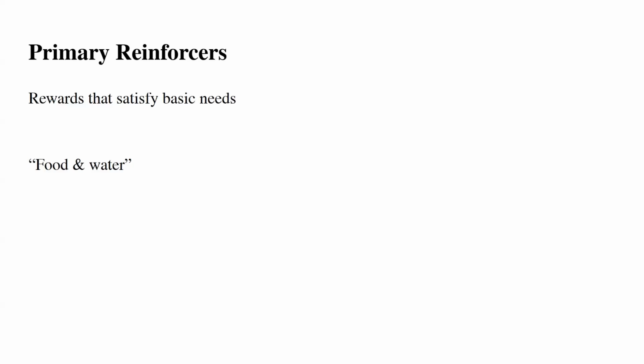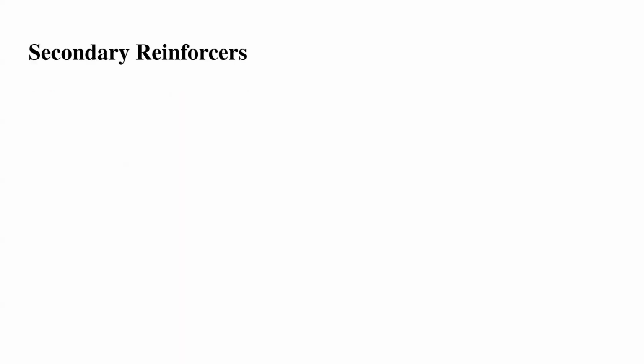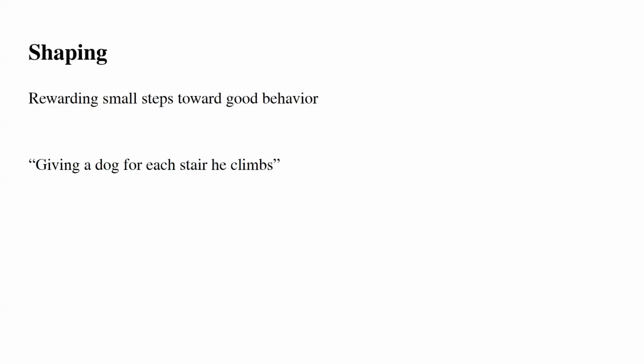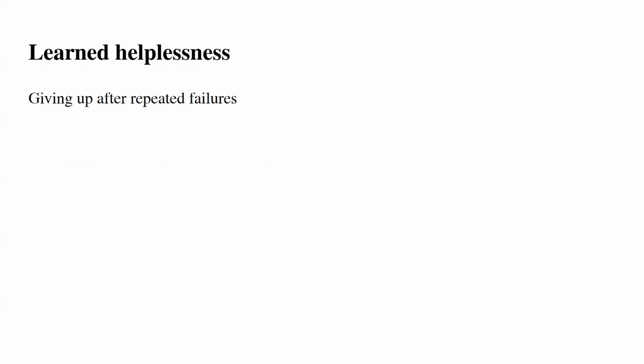Primary reinforcers are rewards that satisfy basic needs like food and water. Secondary reinforcers are rewards learned to have value, such as money. Shaping is rewarding small steps toward good behavior. Instinctive drift is when learned behavior goes back to natural instincts. Learned helplessness is giving up after repeated failures.